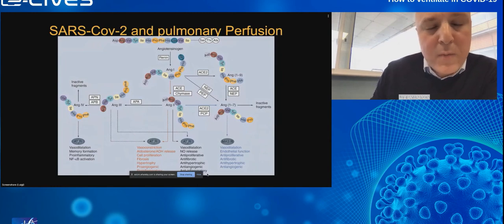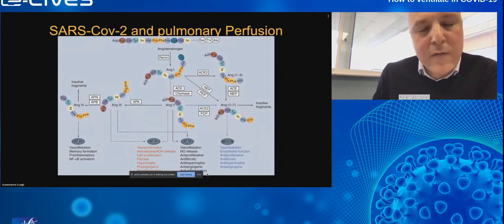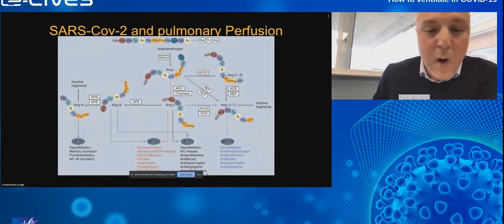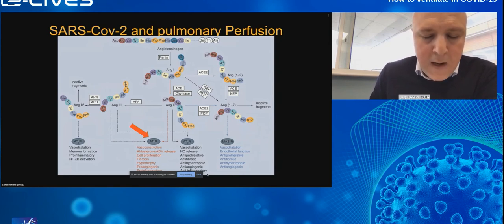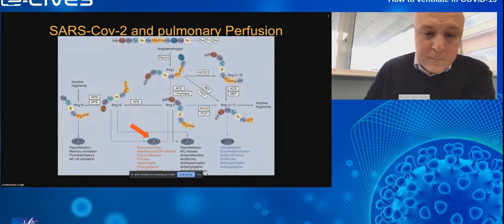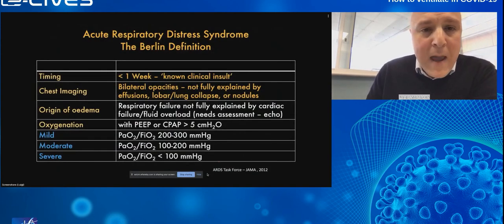And I think the important one is actually the effect of the SARS-CoV-2 virus on the ACE2 receptor, and some of the differential effects on the angiotensin receptor 1 and 2. And you can see that at the beginning there is a profound vasodilatory effect where the shunt and the abolition of hypoxic vasoconstriction prevails, but then later on there is inflammation, there is vasoconstriction, and there is fibrosis.